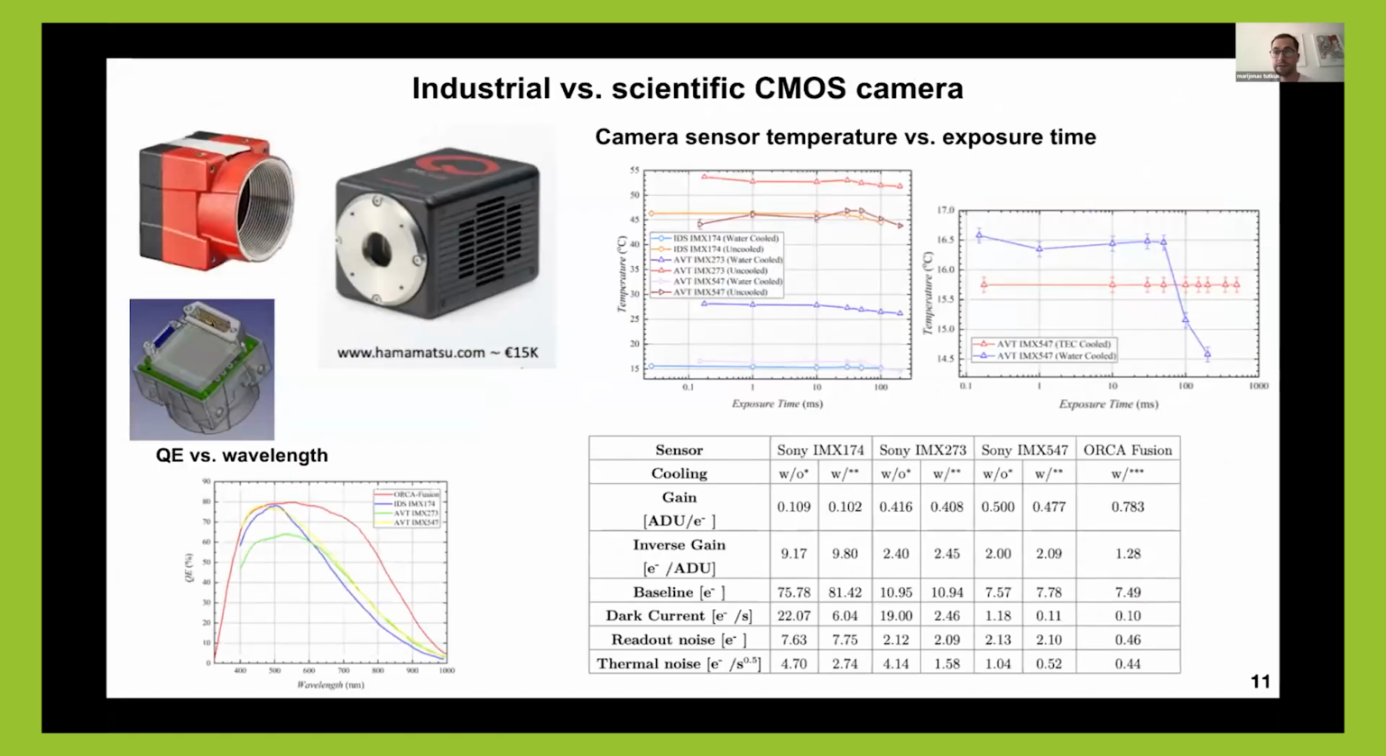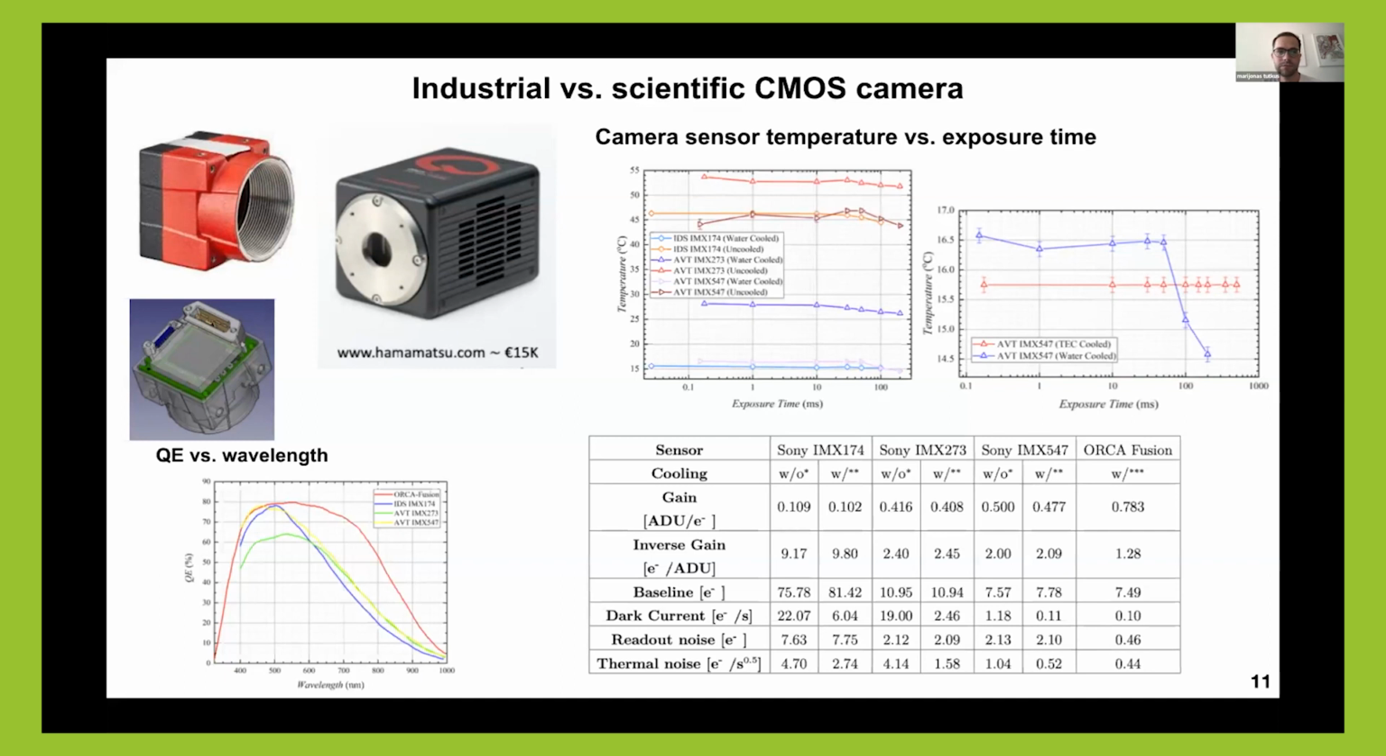And the last thing that we can cut the price down with is the CMOS camera. We are using industrial CMOS cameras instead of scientific CMOS cameras, because the industrial CMOS cameras with Sony IMX sensors cost around 600 euros instead of at least 15,000 euros for a scientific camera. The drawback of the industrial CMOS cameras is that they heat up a lot during normal experiments. So here on the right-hand side, at the top of the page, you can see the working temperature versus exposure time for different IMX sensors from the first generation, second generation, and the fourth generation.